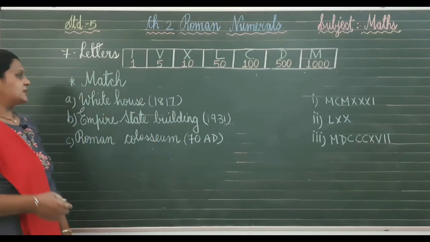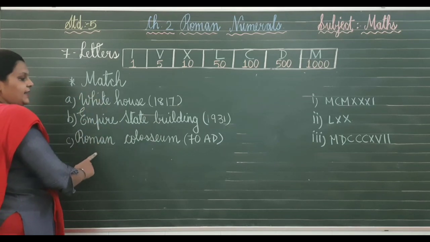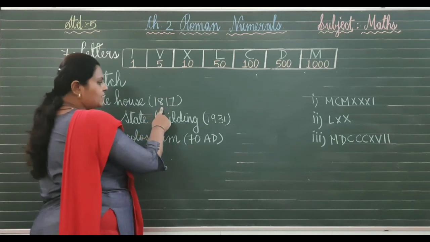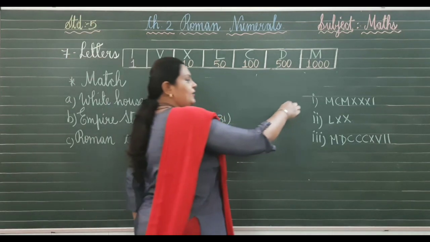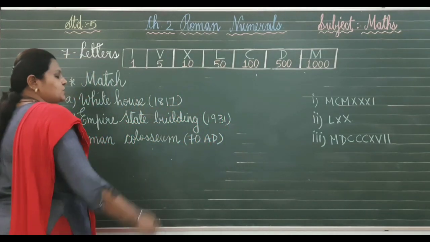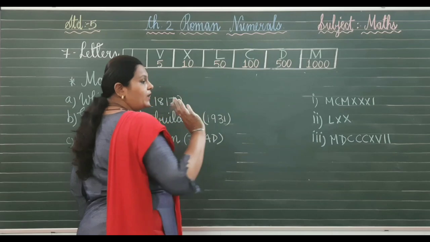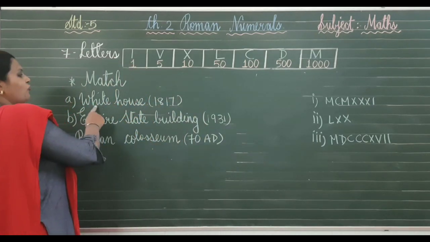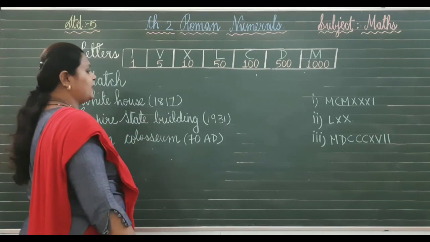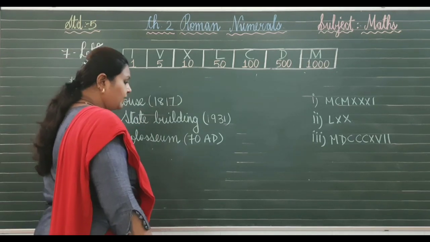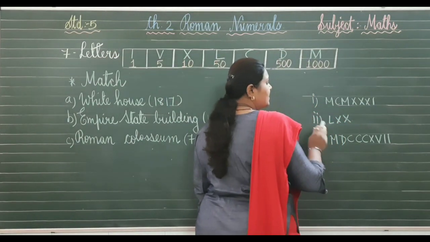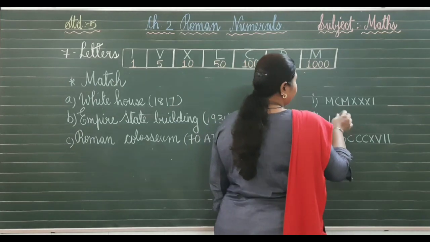We will move to next, match. One side you are given some names with the numbers, Hindu numbers. Second side you are given Roman numerals. You have to match the Hindu numbers with Roman numbers. First is White House. The year given to you is 1870. Now we will find out from these three which number is 1870.